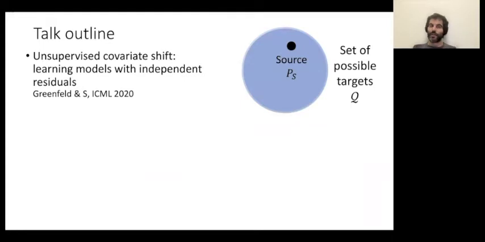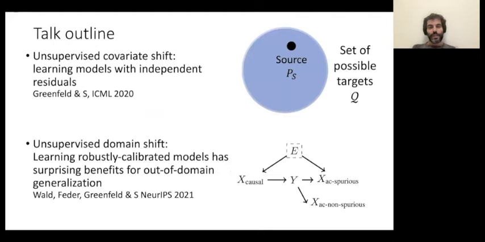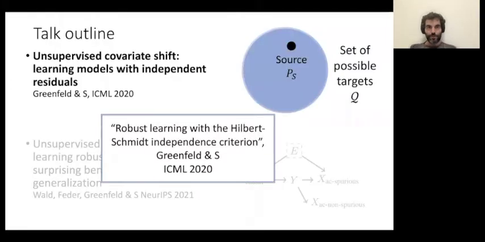My talk will have two parts, which correspond to two papers. The first is about unsupervised covariate shift, which was published last year in ICML with Daniel Greenfield. And the second is about unsupervised domain shift, where we talk about the relation between calibration and out-of-domain generalization. This is work with Yoav Wald and Amir Feder and Daniel Greenfield, which was just accepted to NeurIPS last week. So we'll start with the first.